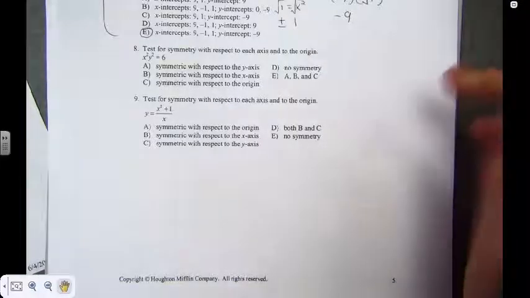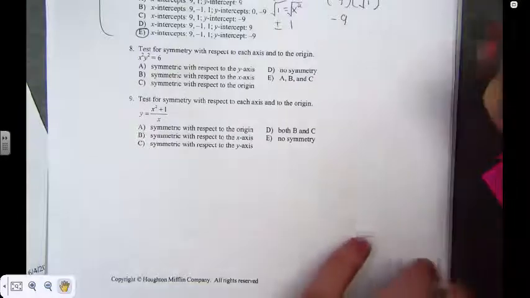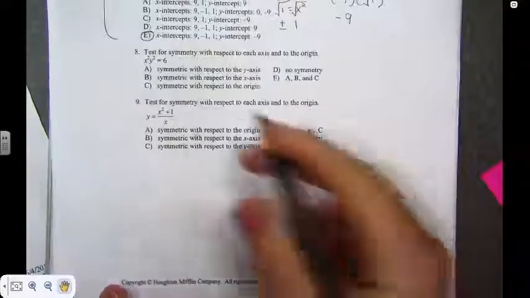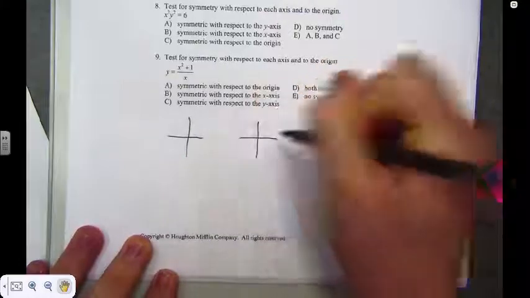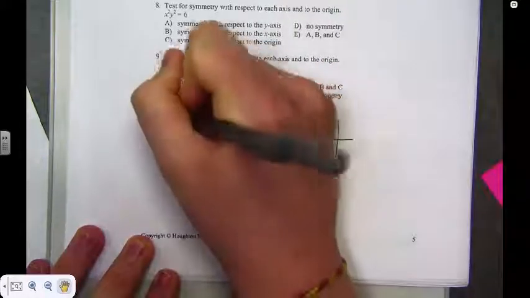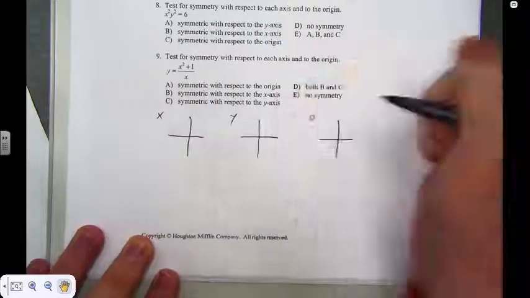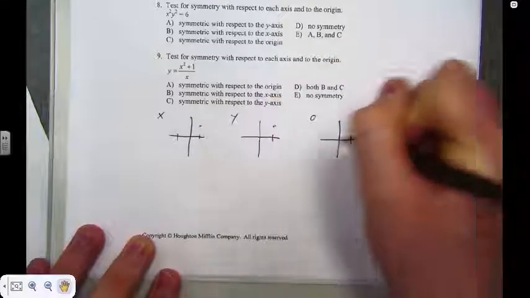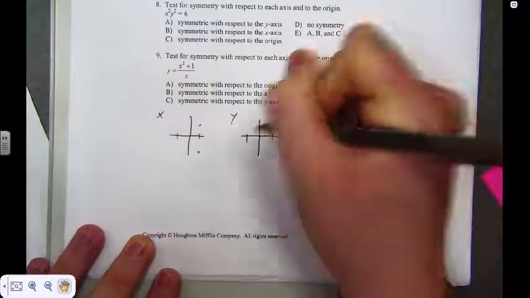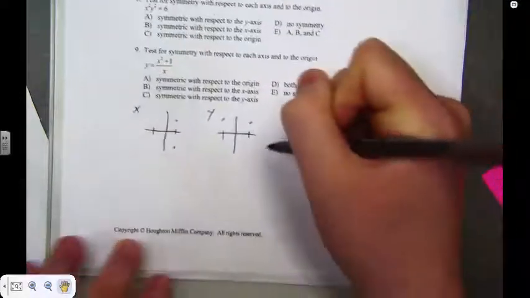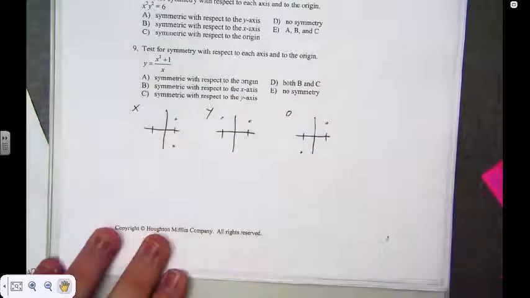Alright, so for number 8 and 9, we're testing for symmetry. And the first thing we want to do is set up the graphs that we're going to use to test our equations. And down here, that'll be these right here. I'll label these the x, y, and origin. And for the x one, it'll be symmetric over the x, and then the y will be over the y, and like that. So these are the three graphs that we're going to be using.